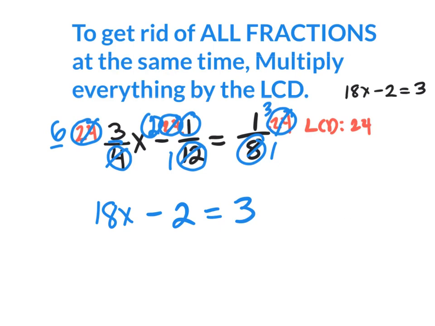The only challenging part is to come up with this LCD. So it's totally up to you. If you want to get rid of 1 fraction at a time, you want to get rid of the 3/4, you can multiply everything by 4. You want to get rid of the 1/8, you can multiply everything by 8. You can get rid of 1 fraction at a time by multiplying everything by the denominator of the fraction that you want to get rid of, or you could get rid of all fractions at the same time by multiplying everything by the LCD, in this case 24. Got rid of all 3 fractions at the same time.